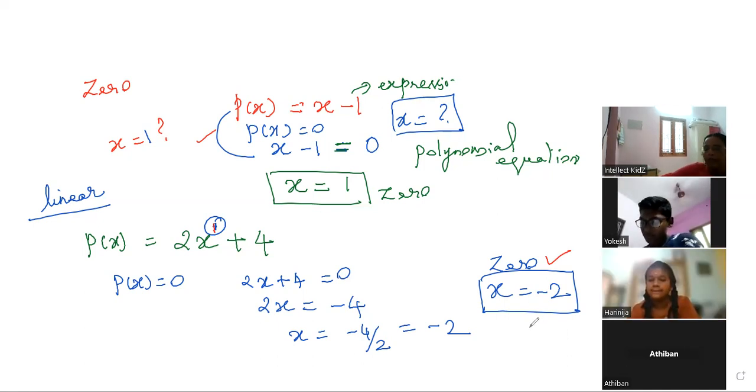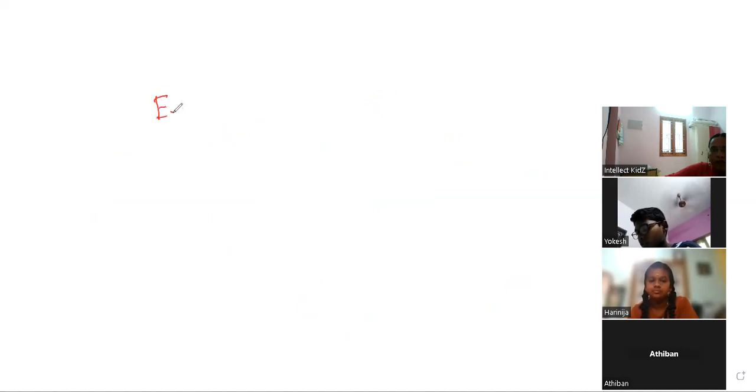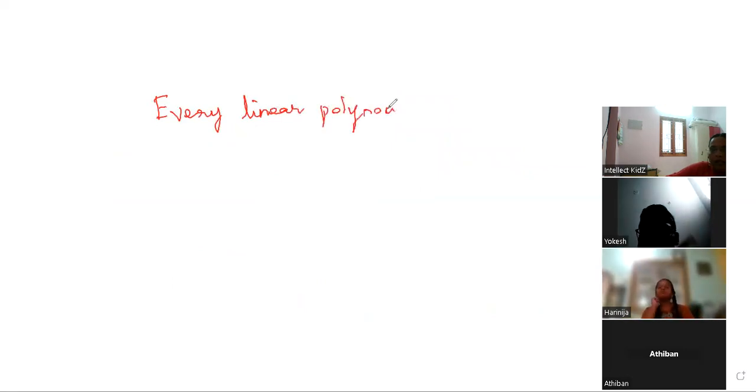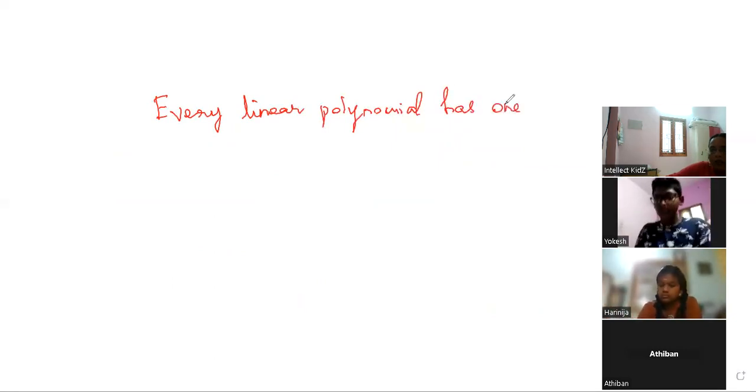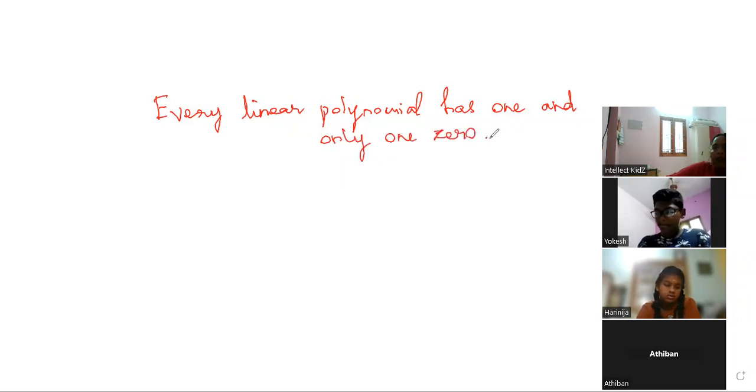சோ டிகிரி 1 இருந்தா ஒரே ஒரு zero தான் இருக்கும். ஓகேவா? சோ அது இம்பார்ட்டன்ட் பாயிண்ட், அதை வந்து நோட் பண்ணிக்கோங்க. டிகிரி 1 இருந்தா தட் இஸ் லீனியர் பாலினாமியல் இல்லையா? சோ இந்த பாயிண்ட நோட் பண்ணிக்கோங்க. Every linear polynomial has one and only one zero.